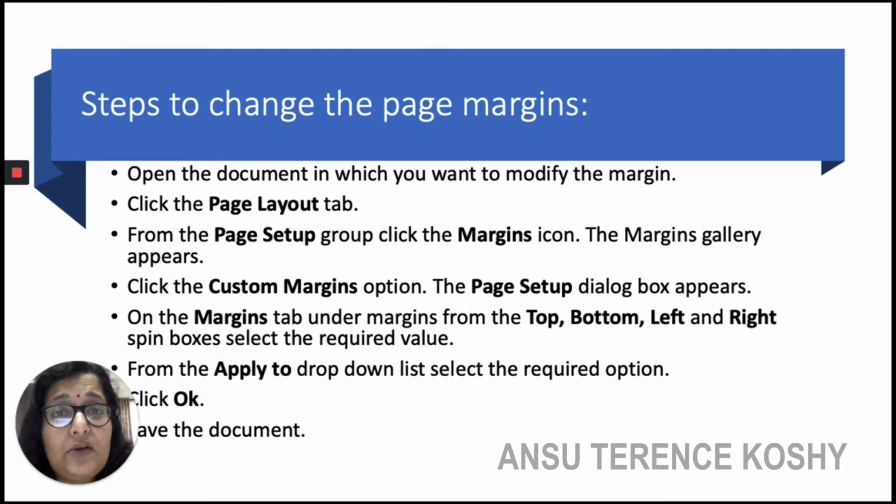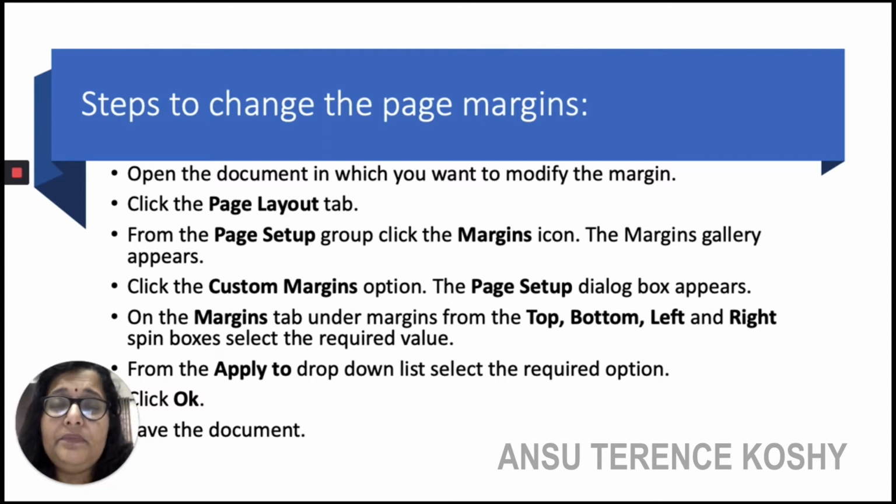The Page Setup dialog box appears. Under the margins, top, bottom, left and right spin boxes, select the required value. That is, when you take the page setup, you can find four boxes which suggest the top, bottom, left and right. In that, you can click on the up and down arrows and increase the size of the margins as per your requirements. From the Apply to drop down list, select the required option and click OK and save the document. You have to remember, after doing all these steps, you need to save the document, otherwise it will go back to the default one which was already there, that is 1 inch margins on all four sides.